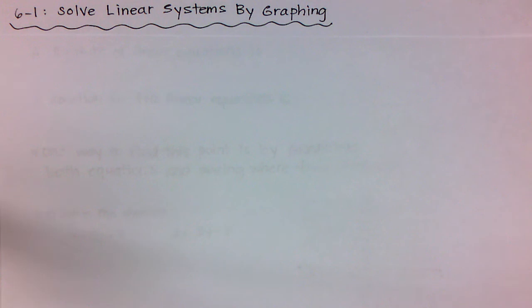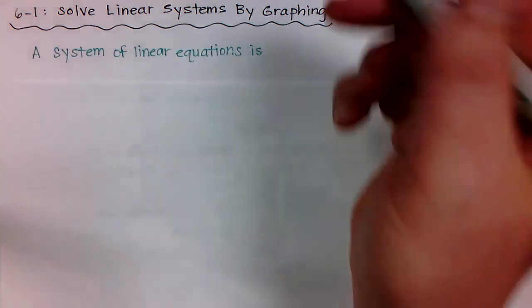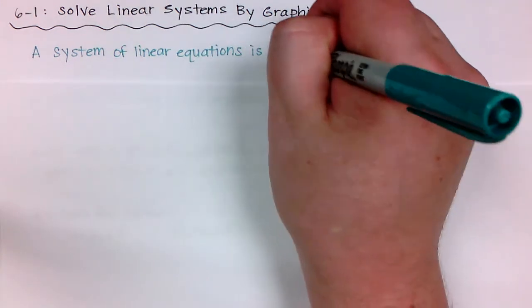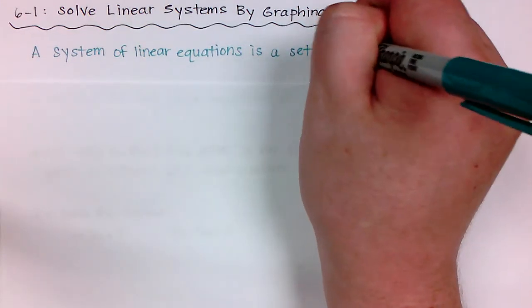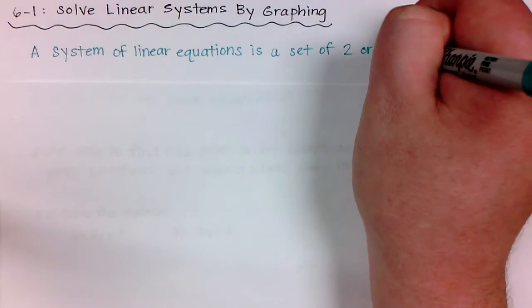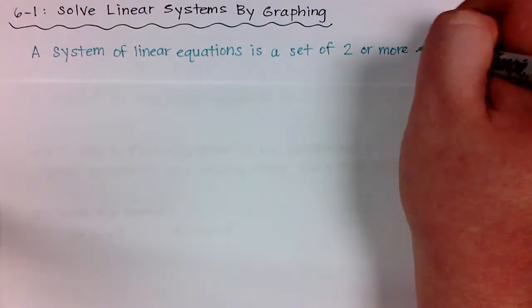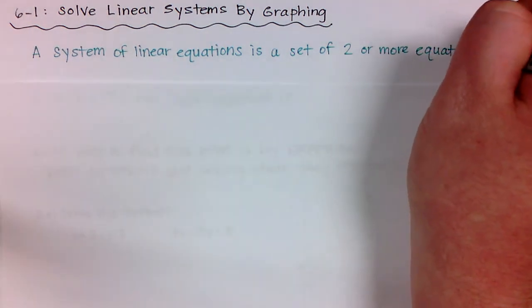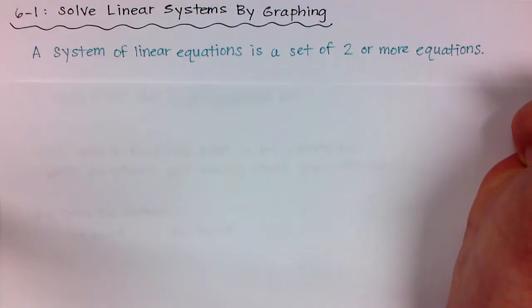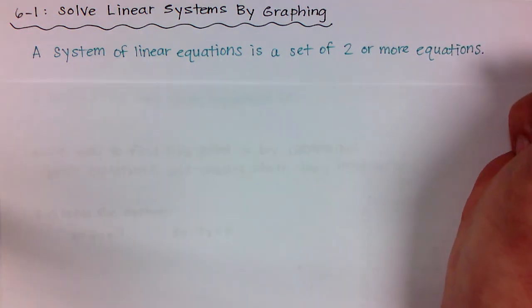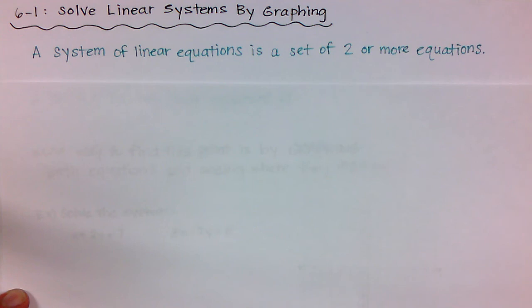Hello class, this is lesson 6-1 titled How to Solve Linear Systems by Graphing. So we're going to begin chapter 6 today, and let's first talk about what a system of linear equations is. Basically it's just a set of two or more equations. They must be linear equations though, which means that they have an x and a y in them.